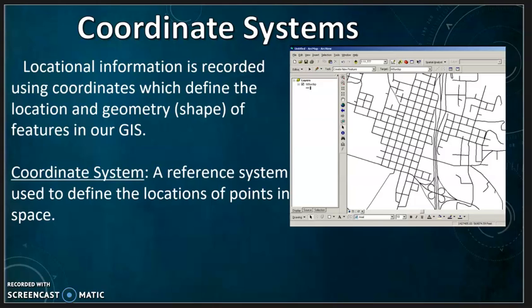The data we use in geographic information systems contain information about the location of real-world entities and phenomena. The features in our GIS are tied to real-world locations in the ground via these coordinates. We know where things are located on the ground because of these coordinates. Coordinates will be a part of a coordinate system, and there are hundreds of different types of coordinate systems. So again, locational information is recorded using coordinates, which define the location and geometry or shape of features in our GIS. And a coordinate system is a reference system used to define the locations of points in space.